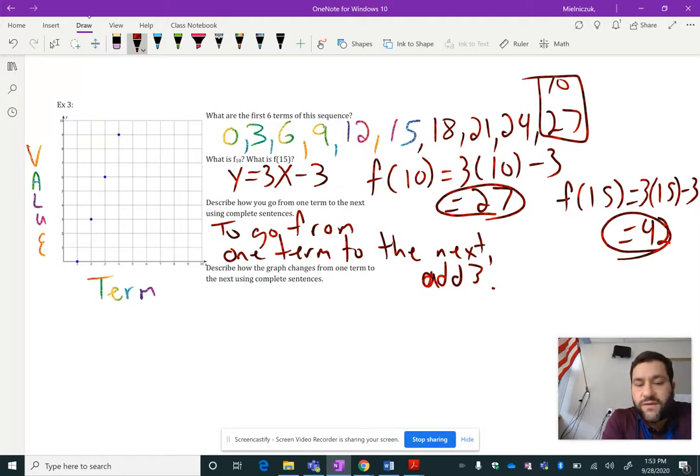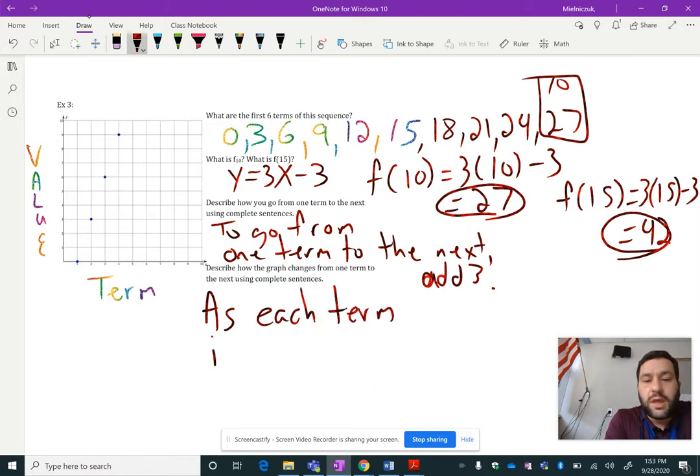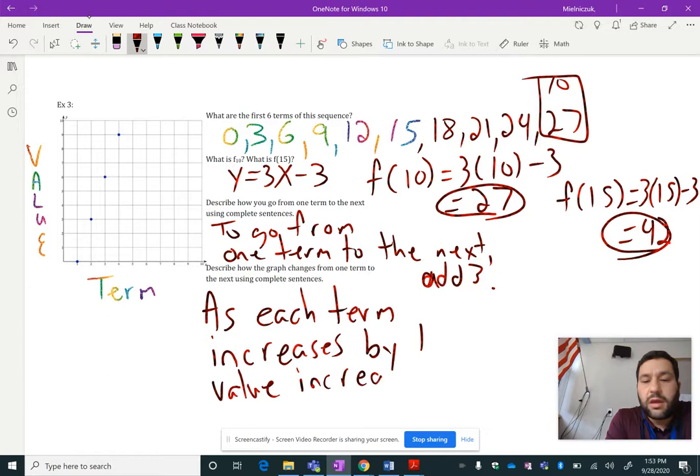Describe how the graph changes from one term to the next using complete sentences. So we want to use values here. Term is our x value, value is our y value. So we'd say as each term increases by 1, value increases by 3.